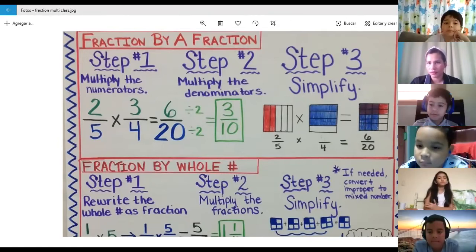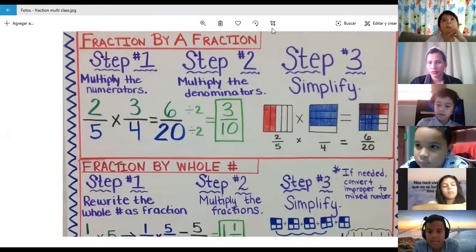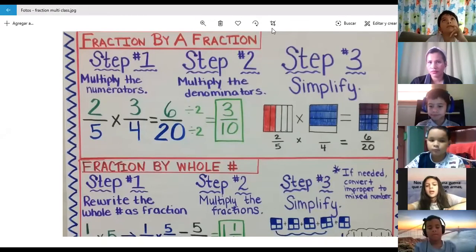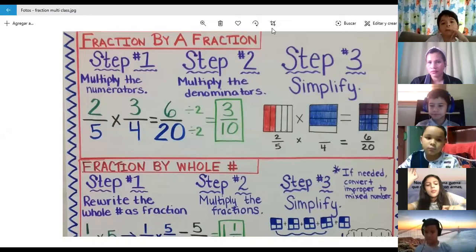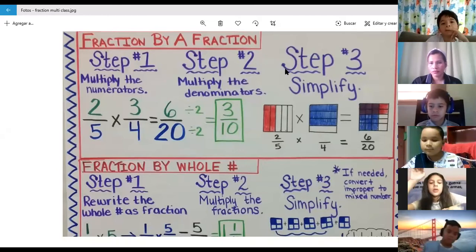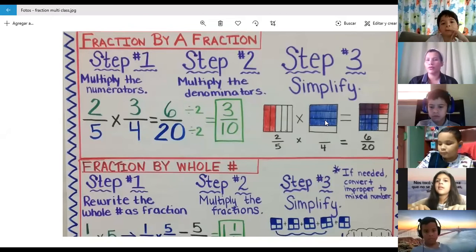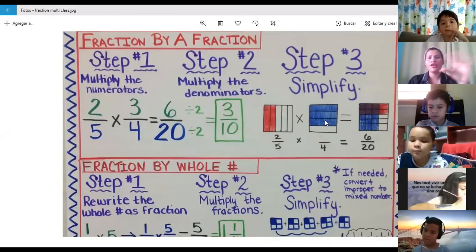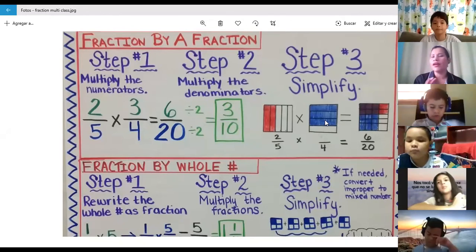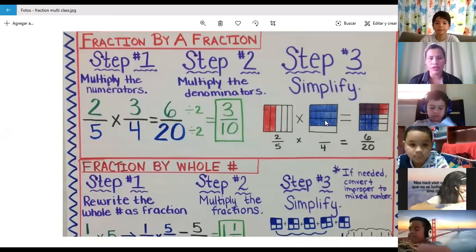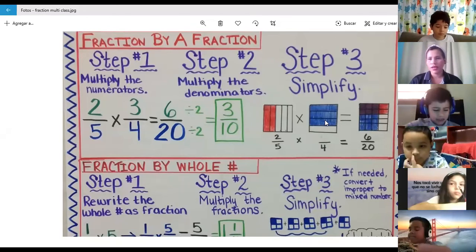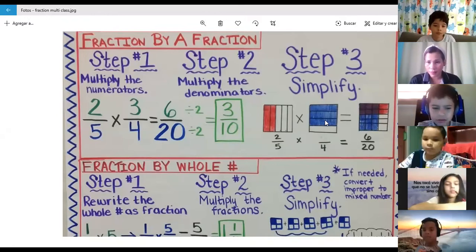Another question. We have to copy the example number 1? Yes, let's copy the example number 1. Copy multiplication of fractions. Fraction by a fraction, and then you copy the first example. Please copy very fast. Not the drawings, just the numbers. And copy the steps. The steps are very important.